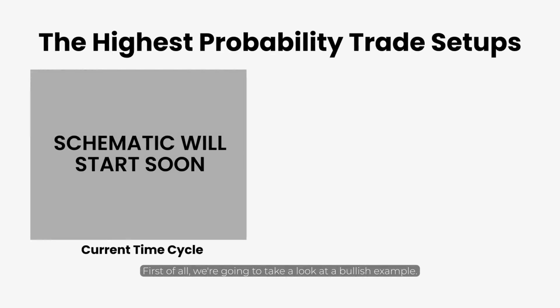First of all, we're going to take a look at a bullish example. What I need you to understand is that during the current time cycle, we can already refer to the previous time cycle, its respective high and low.